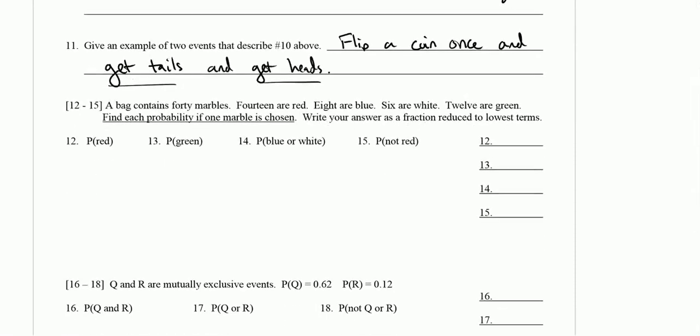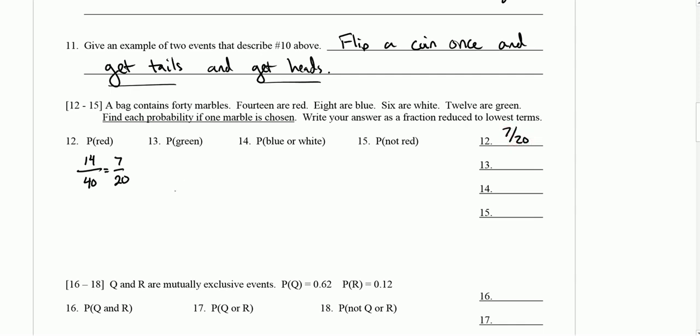12 through 15, a bag contains 40 marbles. 14 are red, 8 are blue, 6 are white, 12 are green. Find each probability if one marble is chosen. Write your answer as a fraction reduced to lowest terms. So 12, what's the probability we get a red? Well, there's 14 red out of 40. And if we reduce that, we can cut them both in half, get 7 out of 20.